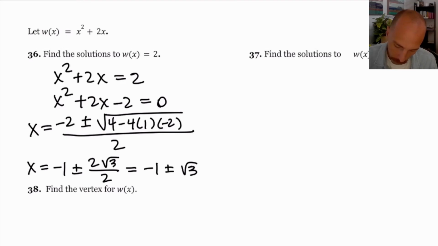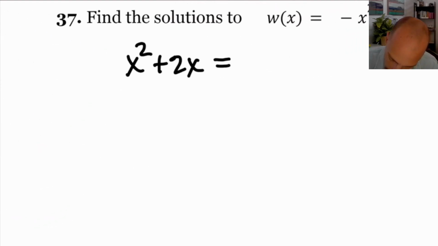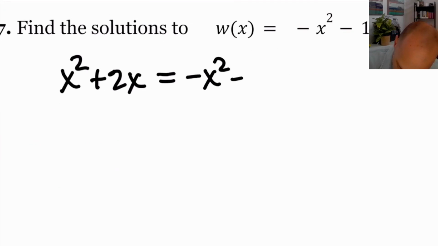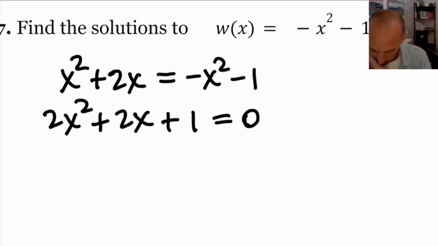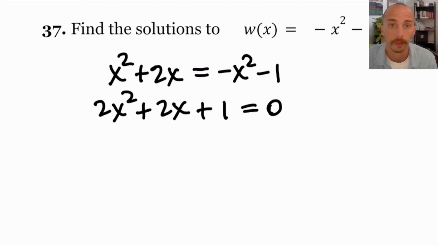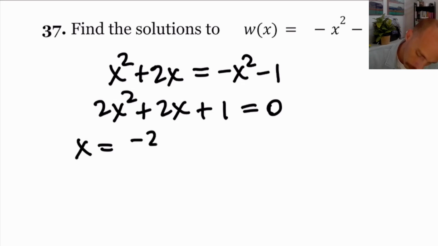All right, now we'll find the solutions to w of x equals negative x squared minus 1. So x squared plus 2x equals negative x squared minus 1. Okay, so I'm going to add the x squared to both sides. Add the 1. I just think this one's very similar to one that I already did. Very similar. So 2x squared plus 2x plus 1 equals 0. This I need to use quadratic formula on, but I'm not scared. I've done it a bunch of times already. I can do it one more time.